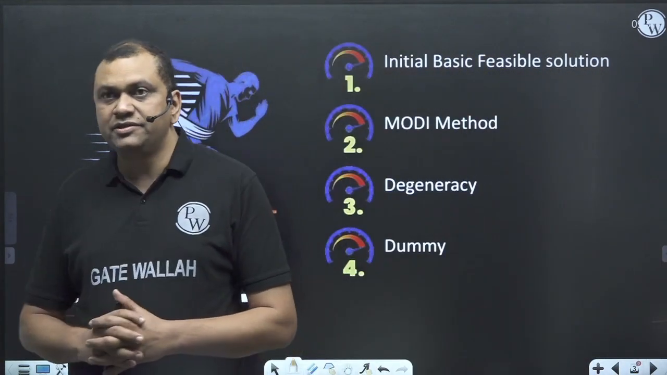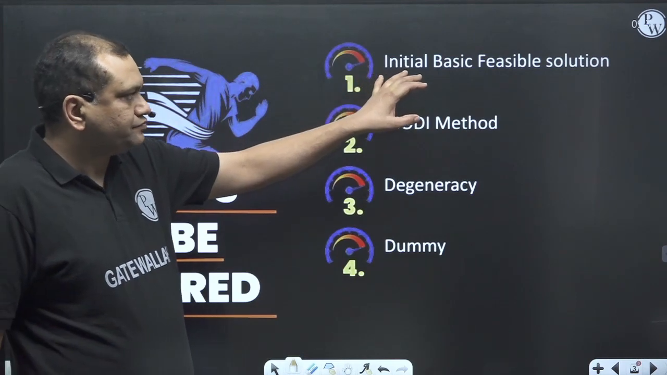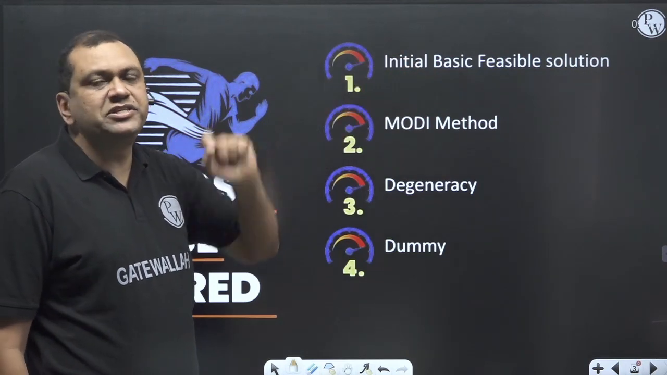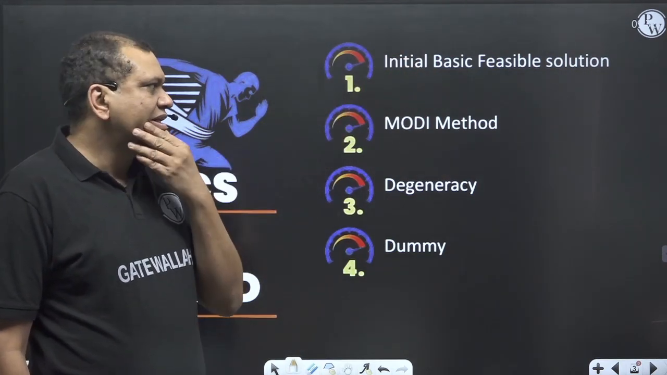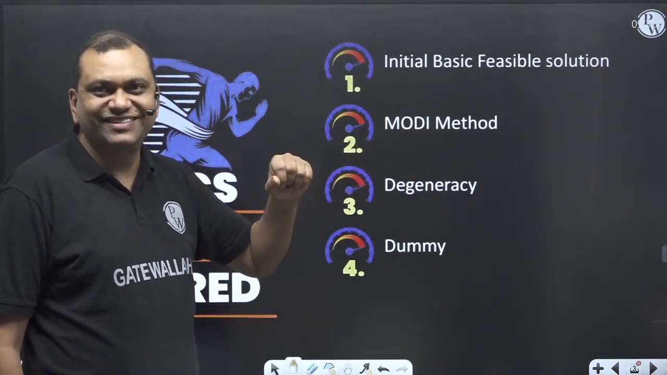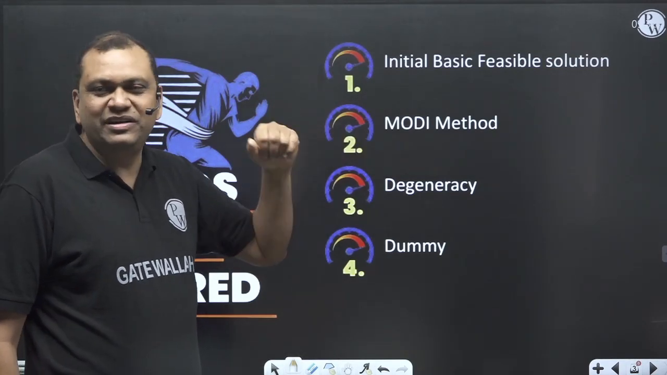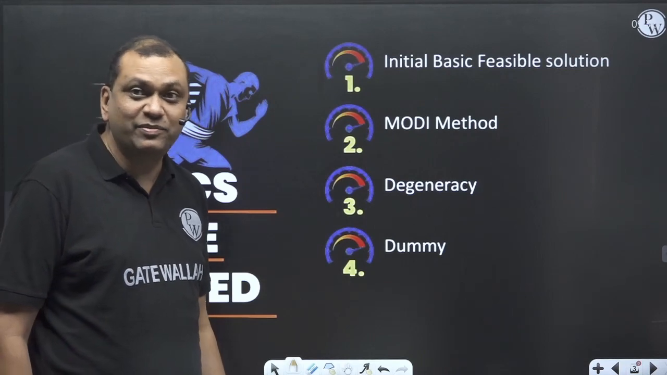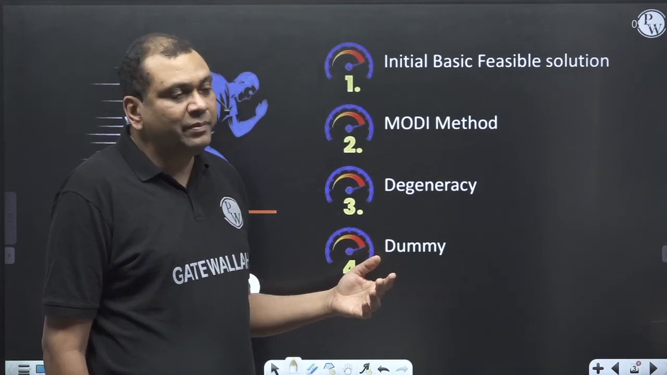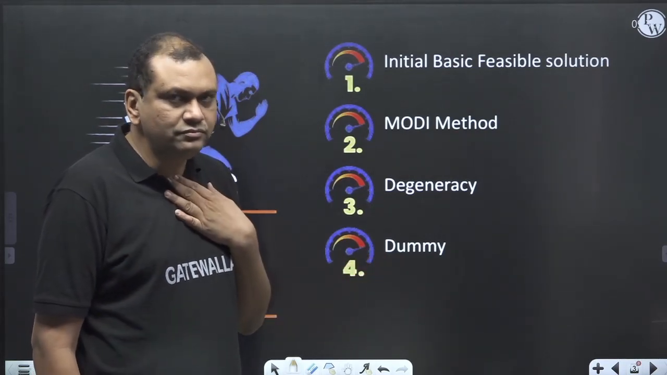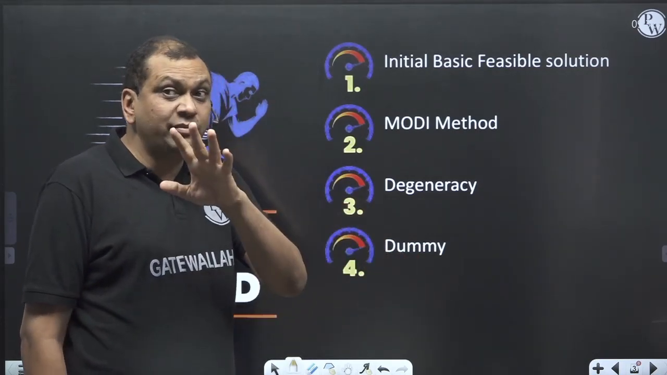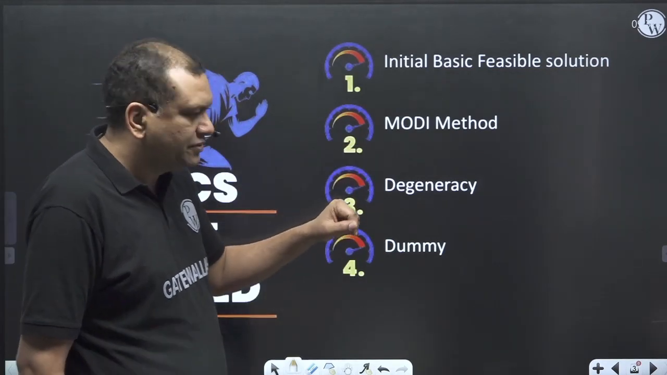What I am going to discuss in this particular lecture: what are the different methods of finding out the initial basic feasible solution? Then the Modi method, it is not Narendra Modi. It is called the modified distribution method. It is a way of achieving optimality, called Modi because Modi is very popular. There is another method called the stepping stone method, but we are not going to discuss stepping stone in the one shot. We will discuss only the Modi method, modified distribution.